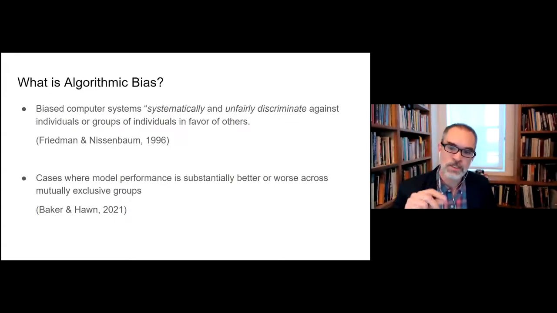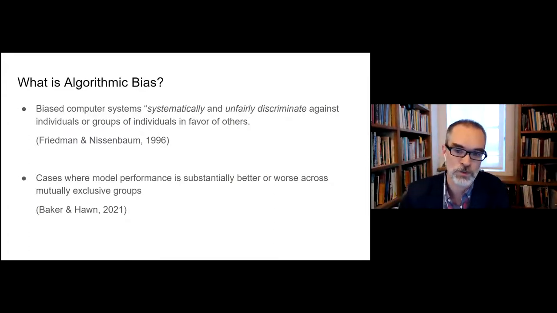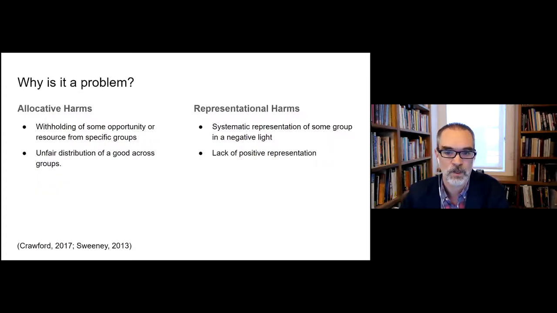The research we're discussing today deals specifically with cases where bias is the product of a machine learning process, and even more specifically, with situations where model performance is better or worse across mutually exclusive groups. Ultimately, though, we should care about algorithmic bias not just because of model performance, but because of the possible real-world harms that can impact specific groups.